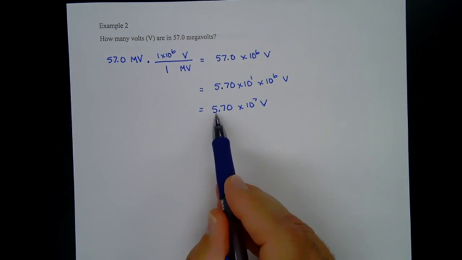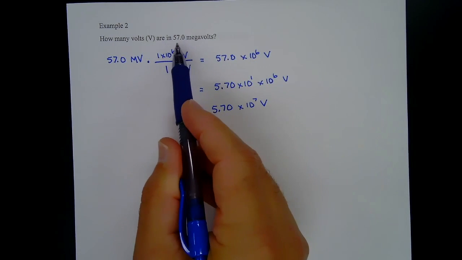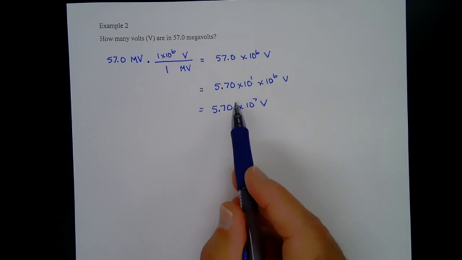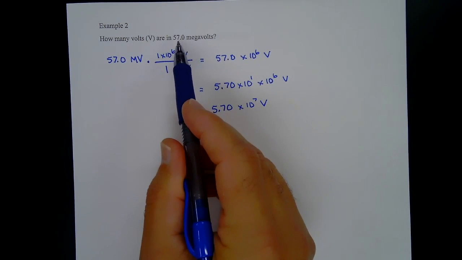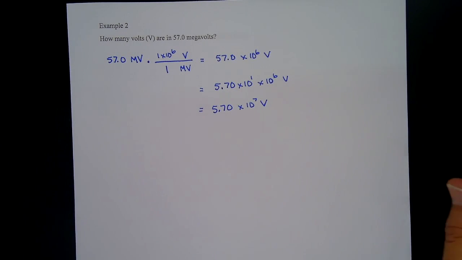Now, this has 3 digits, right? We started with 3 digits. We can't be any more or any less accurate than what we started with. So that's why this needs to be 3 digits. And I'm gonna talk about this more on Thursday, okay? So let's go to the next one.